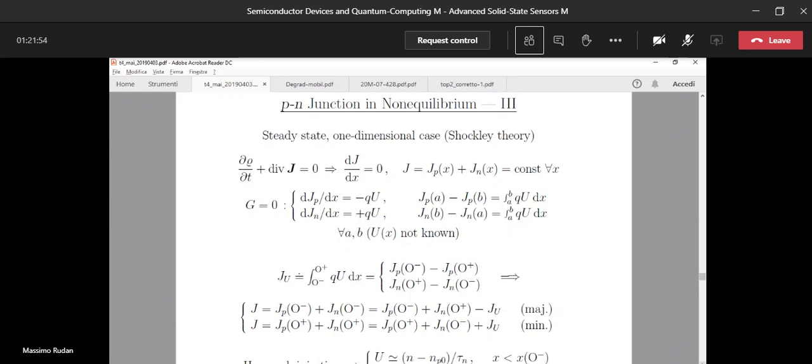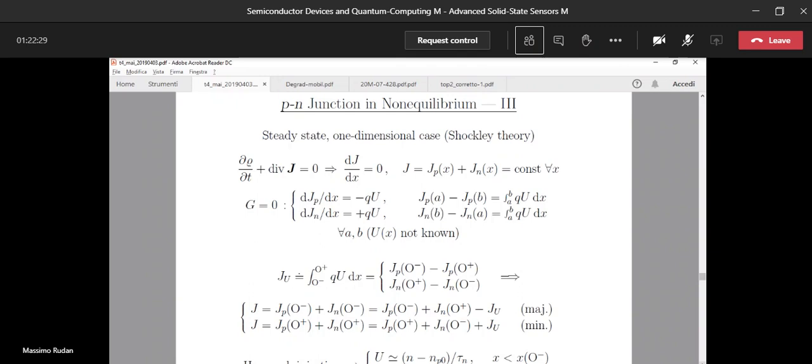And similarly, the derivative of Jn with respect to x is equal to plus q times u, okay? We can formally integrate these two equations over any domain, okay? So if you take one value of x that we call a, and another value of x that we call b, we can easily integrate the two equations from a to b.